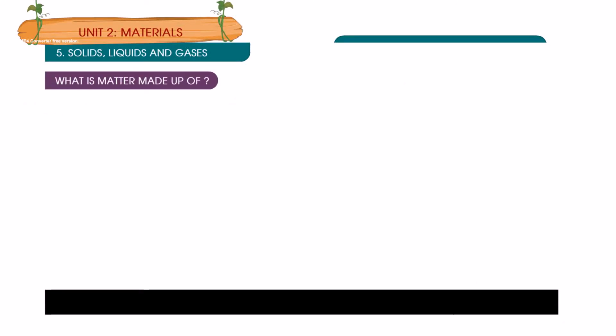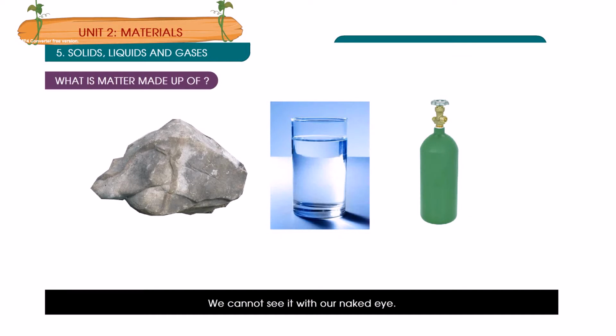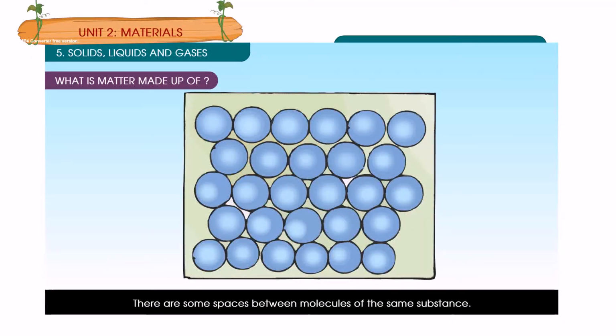What is matter made up of? All matter in the world is made up of molecules. A molecule is the smallest and the simplest particle of matter. We cannot see it with our naked eyes. The molecules of a particular matter are exactly alike. Molecules of different substances differ from one another. There are some spaces between molecules of the same substance. These spaces are called intermolecular spaces.